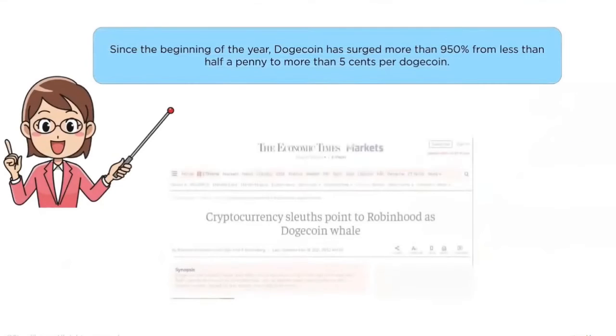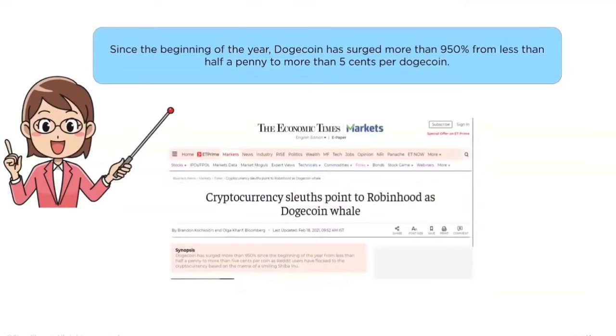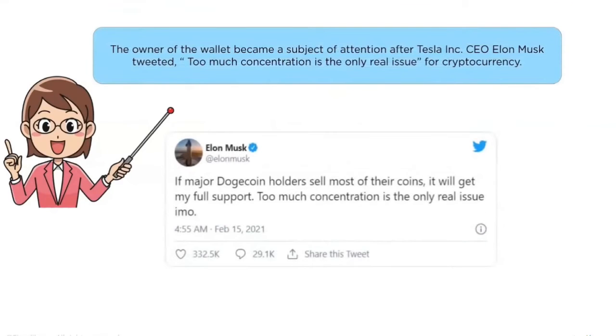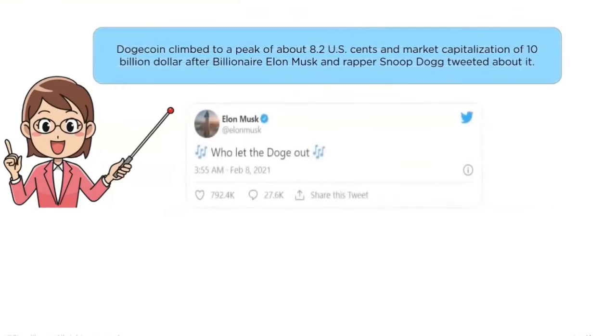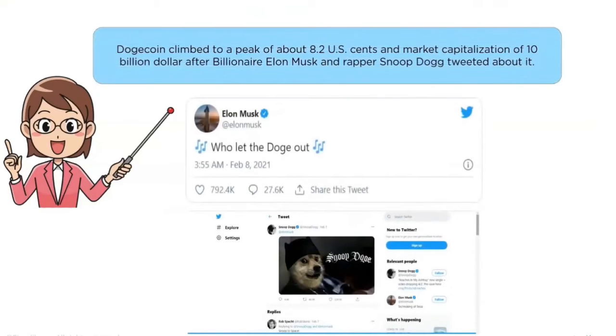Since the beginning of the year 2021, Dogecoin has surged more than 950% from less than half a penny to more than 5 cents per Dogecoin. Then Elon Musk, CEO of Tesla Incorporation, took his interest in it and tweeted, "Too much concentration is the only real issue for cryptocurrency, making the owner of the Dogecoin wallet a subject of attention." Later on, other celebs like Snoop Dogg also started taking an interest in Dogecoin and started tweeting and promoting it on social platforms, which made Dogecoin climb to a peak of 8.2 US cents and market capitalization of $10 billion.